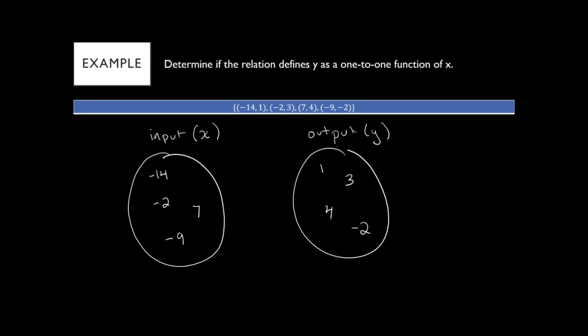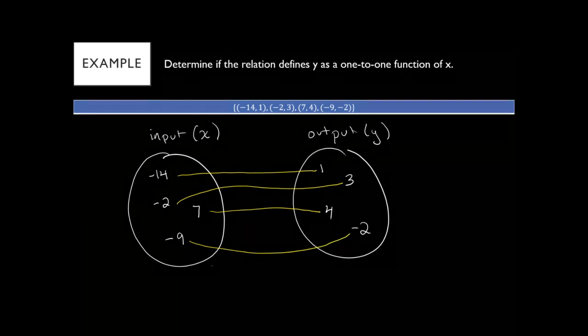So I'm going to start drawing arrows here, based off of the ordered pairs. Our first ordered pair is (-14, 1), so I'm going to draw a line between those. And I have (-2, 3), so I'm going to connect those. We have (7, 4), and then (-9, -2).